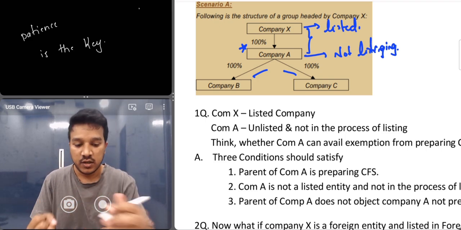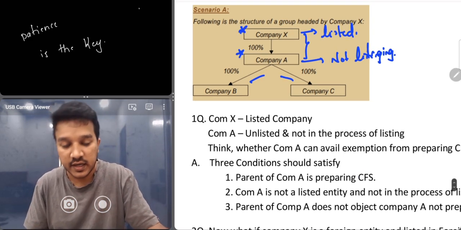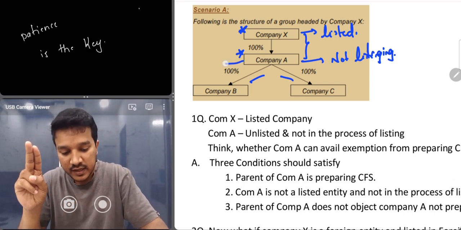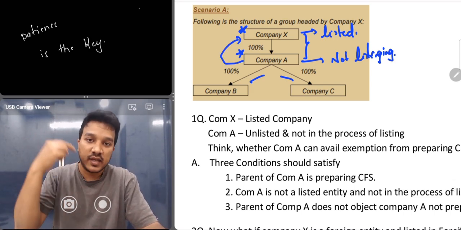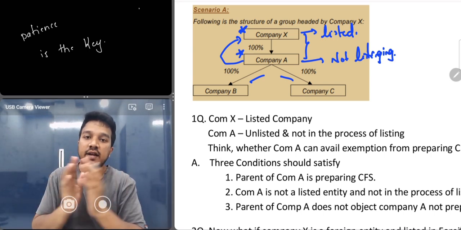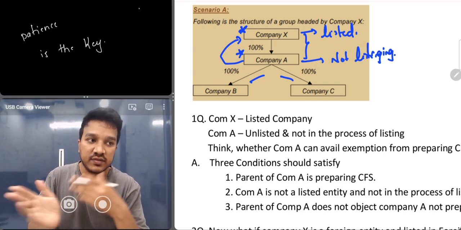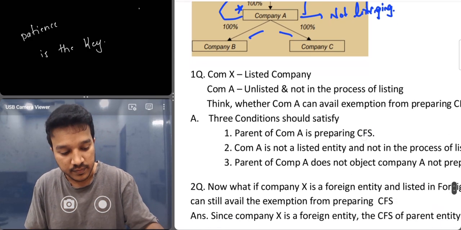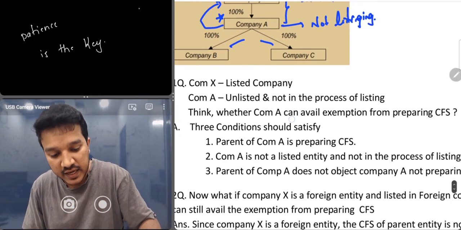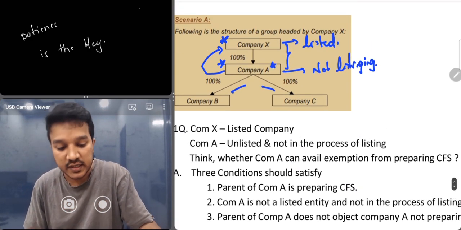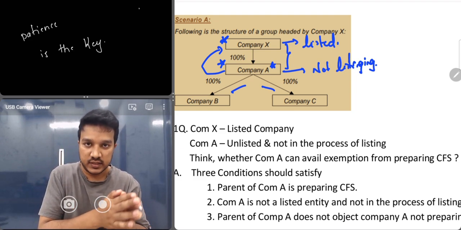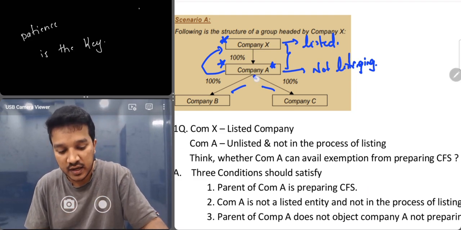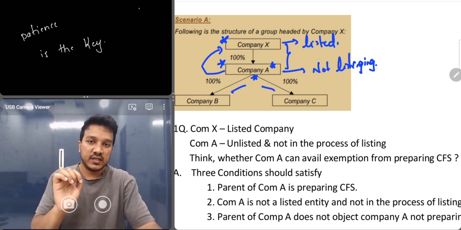Okay, first condition is that your parent prepares consolidated financial statements. Second, A takes permission of all of its parents, and none of the parents gives any kind of objection. And then the third point is that A should not be a listed entity or in the process of listing. If these three conditions are satisfied, then A Limited can avail exemption from preparing CFS.